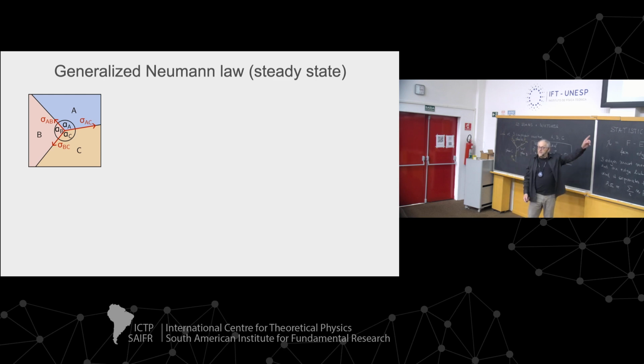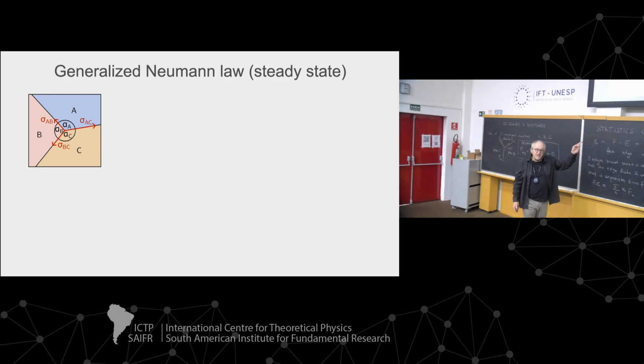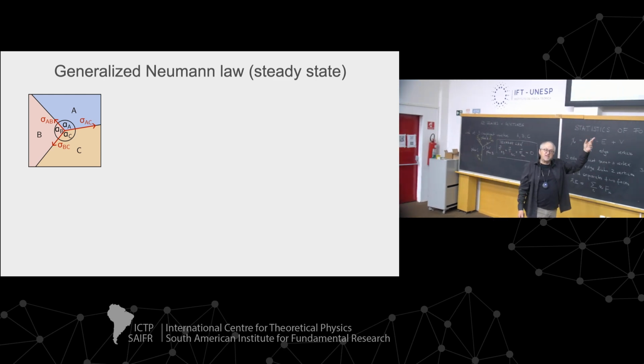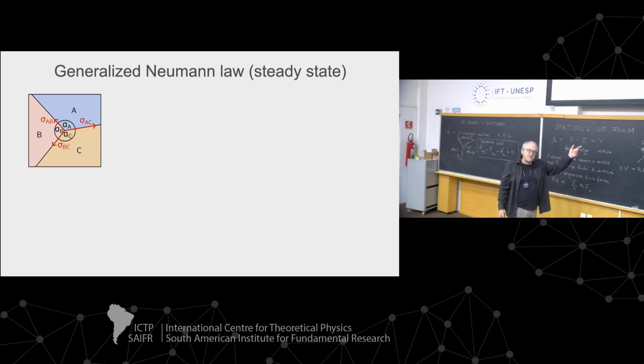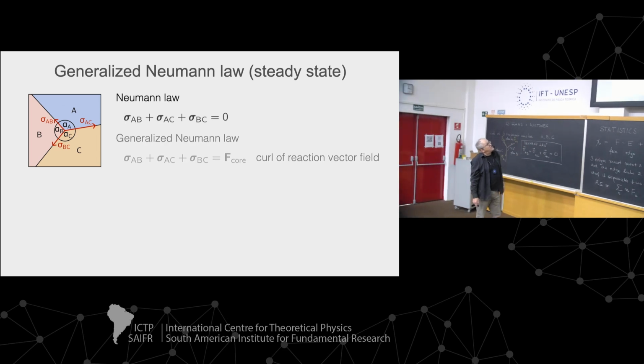Now, this system has no gradient flow. The system does not have a free energy. It's a non-equilibrium system, so it's not guaranteed that you have the same kind of law. All right, so this is the Neumann law, and this is what we get.